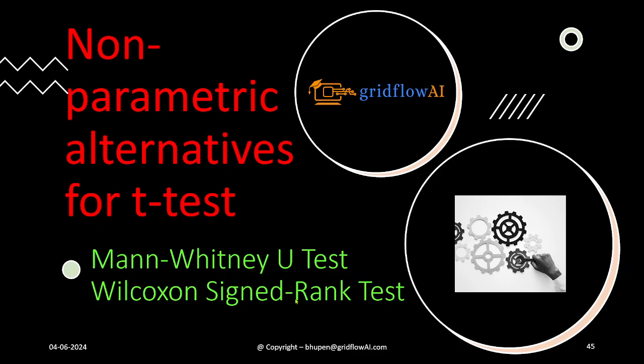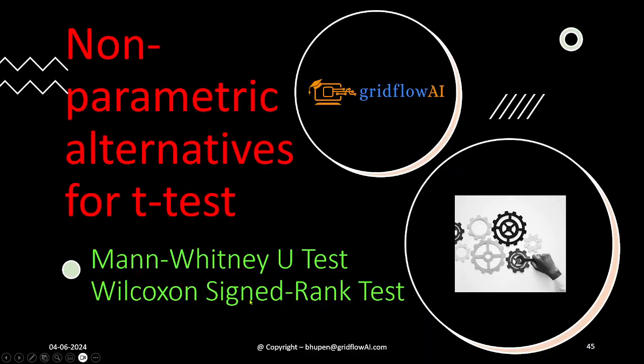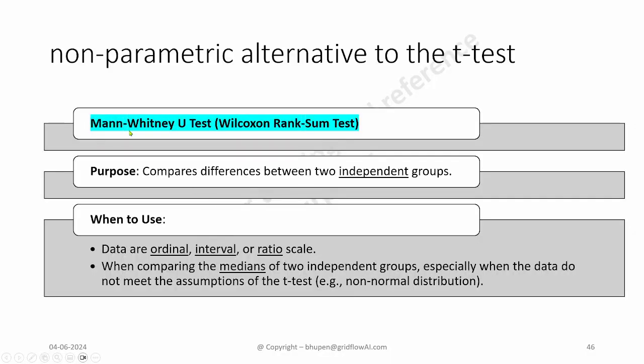So let's get started. The first one that we're talking about is the Mann-Whitney U-test, which is also called Wilcoxon's rank sum test, not Wilcoxon's signed rank test. So these are two different things. The Mann-Whitney U-test is essentially comparing the difference between two independent groups. That means you have sample 1 and sample 2 presented to this Mann-Whitney U-test.